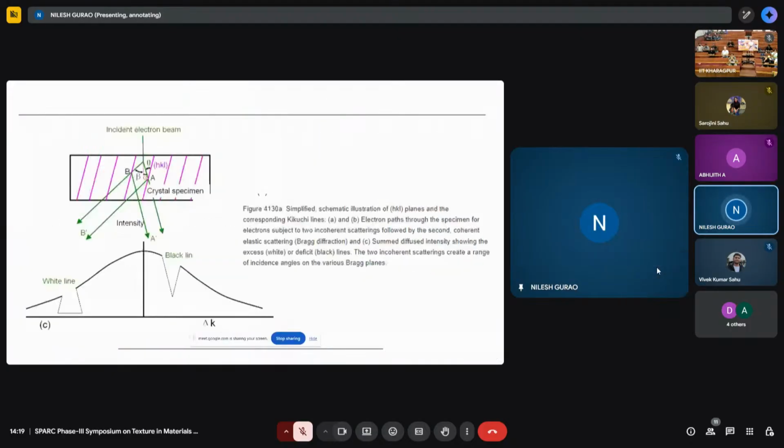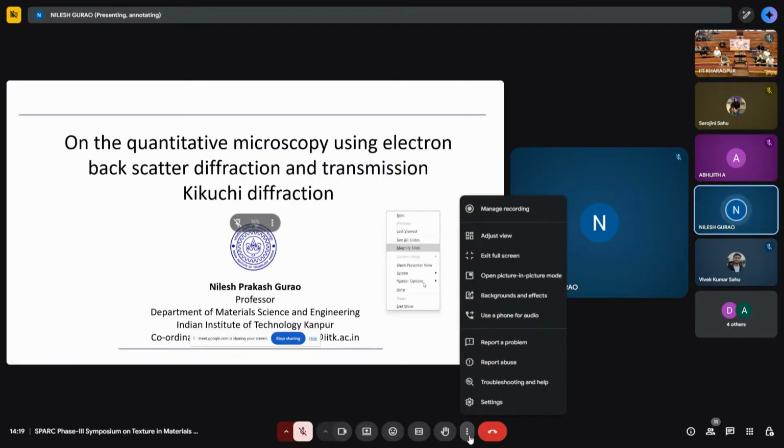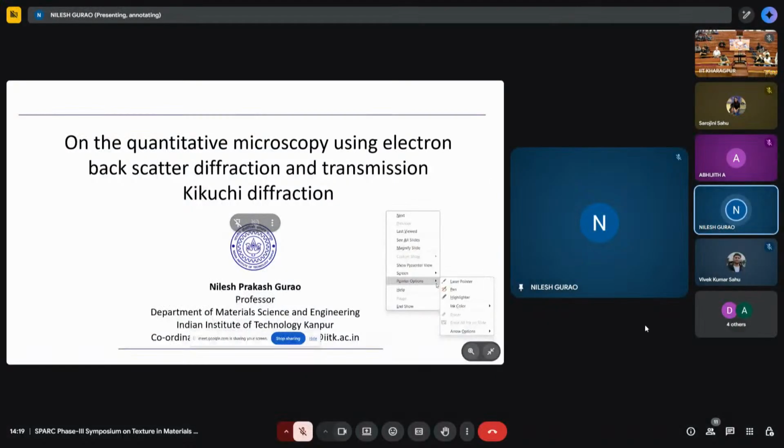Wonderful. So now that we have started, I'm going to talk about quantitative microscopy using electron backscatter diffraction, and I will just touch upon Kikuchi transmission diffraction. But the major focus, I want to get my laser pointer. Yeah, laser pointer is here. The major focus will be on electron backscatter diffraction.